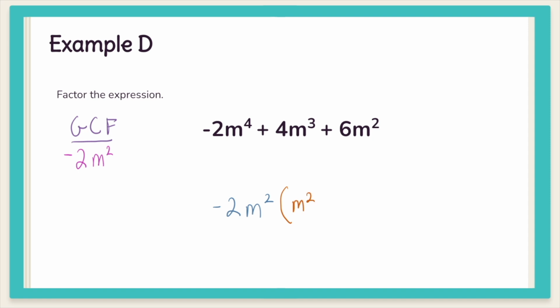Now we'll go down to our next term, where we're going to do 4 divided by -2, and that's going to become a -2. Then we took away 2 of the m's, so we're left with just one m in the middle. And then we're going to go down to our third term, where we're going to do -6 divided by -2, which is going to leave me with just -3. And then we took the m squared, so that's going to take away all of the m's. So the last thing we're going to be left with there is m squared minus 2m minus 3.